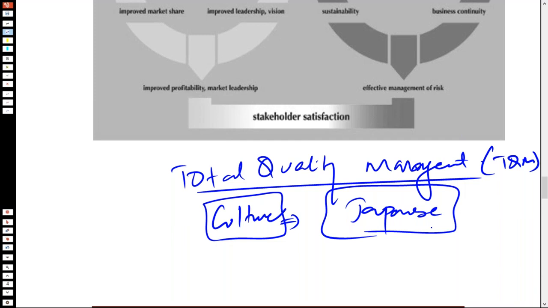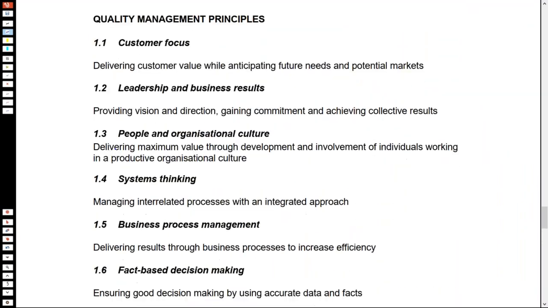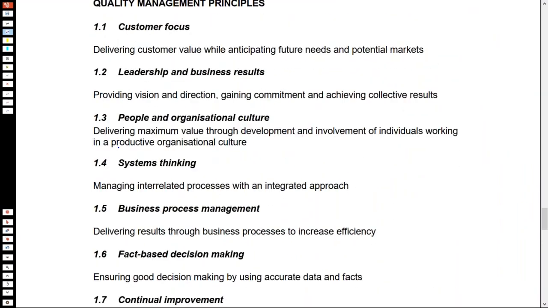And what were the key features of that culture? The key features of that culture included all of these things. These organizations were customer focused. That is, they focused upon what the customer wanted. They focused upon the customer's needs and the customer's expectations.